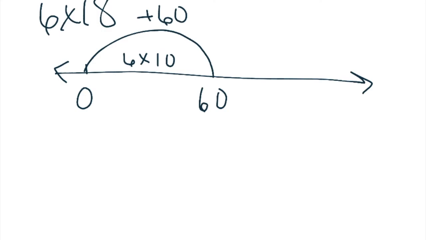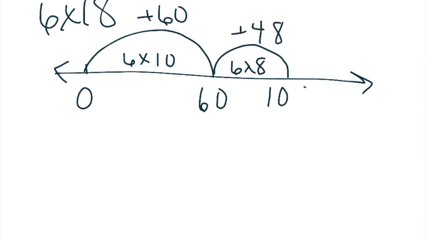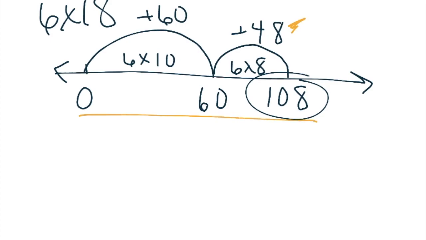Now I've noticed that I decomposed 18 into 8 and 10. So now I just need to do 6 times 8. So I know I'm adding 48, and that would get me on my number line to 108. We want to be consistent in recording the amount that we're jumping up here over top of the jump, and then where we're at along the number line, we're going to write down here below the number line, so that the space in the middle is saved for that important information later.